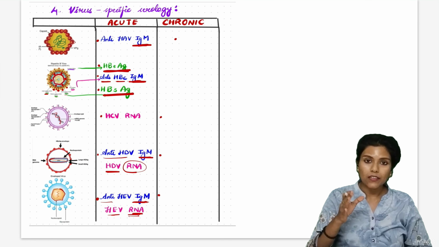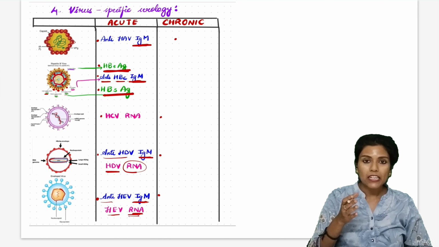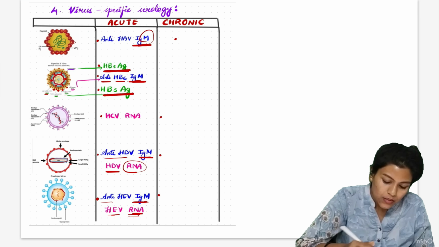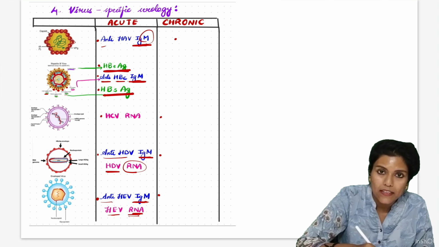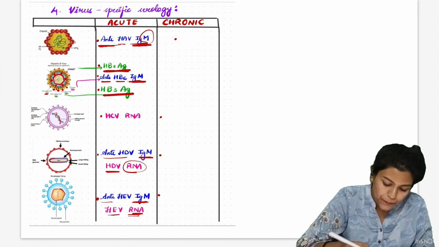So, altogether, in acute cases, in acute hepatitis, IgM antibody will predominate, not IgG. M means acute. So, for hepatitis A, there's no antigen. Directly the antibody, anti-HAV IgM antibody.